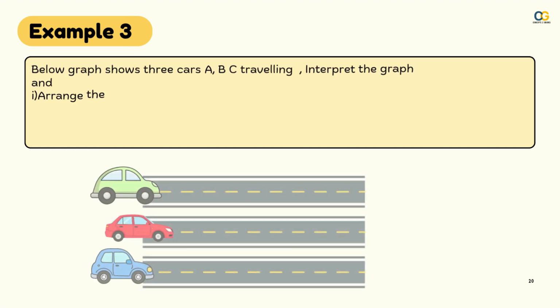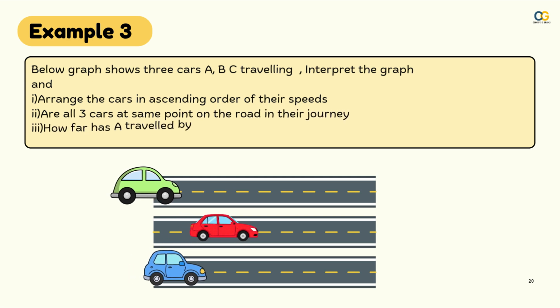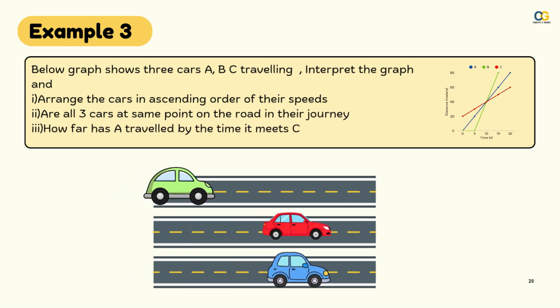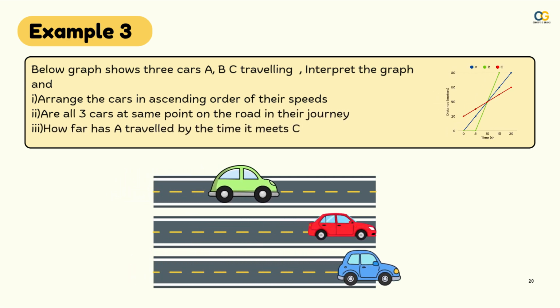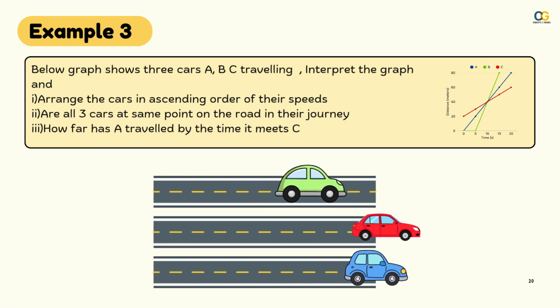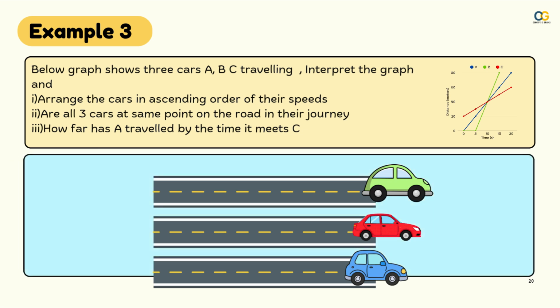The graph here shows 3 cars A, B, C traveling. Interpret the graph and arrange the cars in ascending order of their speeds. Are all 3 cars at the same point on the road in their journey? How far has A traveled by the time it meets C? So let us do the first one, where we arrange the cars in ascending order of their speeds.